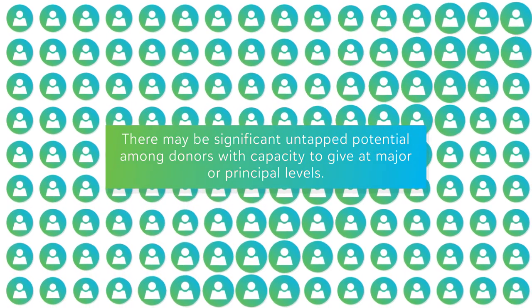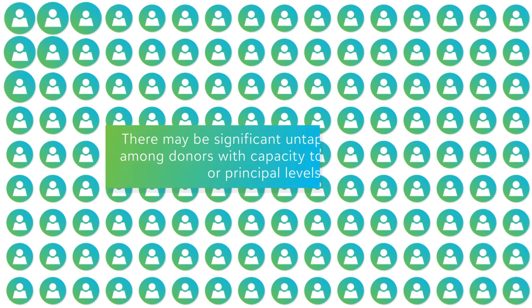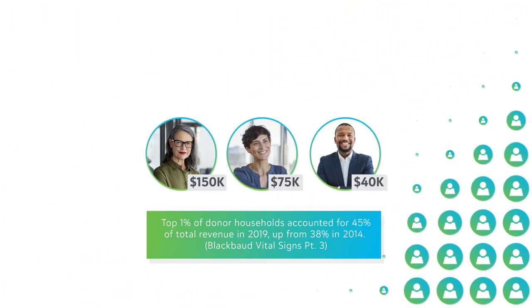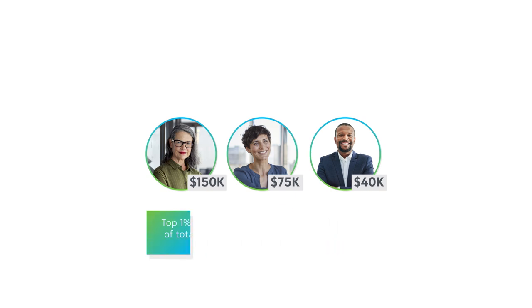Secondly, focus on major and principal gift opportunities. If your team is largely focused on direct response giving or events, there may be significant untapped potential among donors with capacity to give at major or principal levels. After all, major donors account for an increasingly large share of overall giving, and major gift revenue is cost-efficient when prospects are strategically segmented and prioritized.